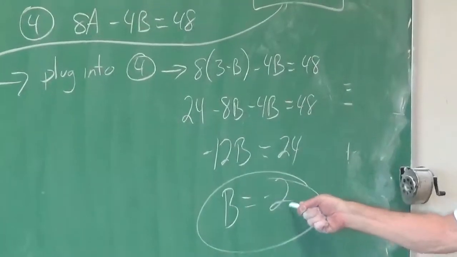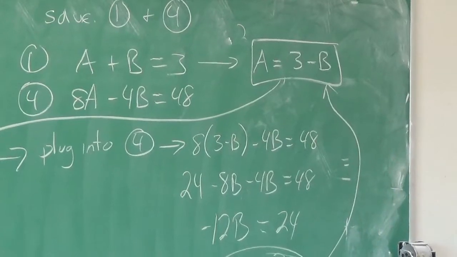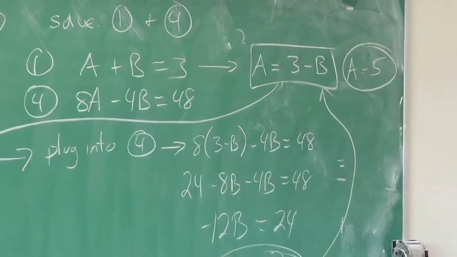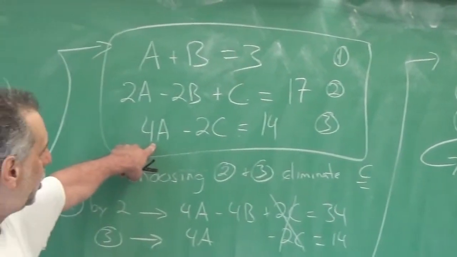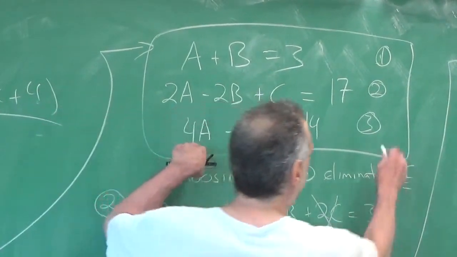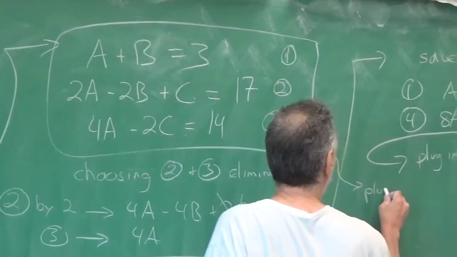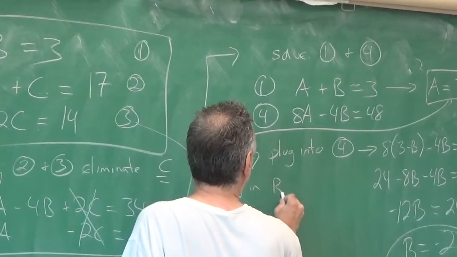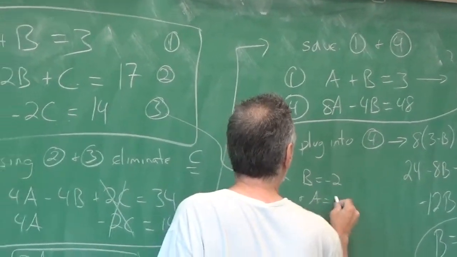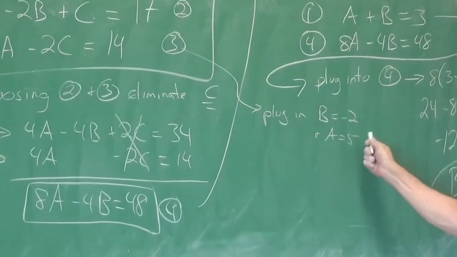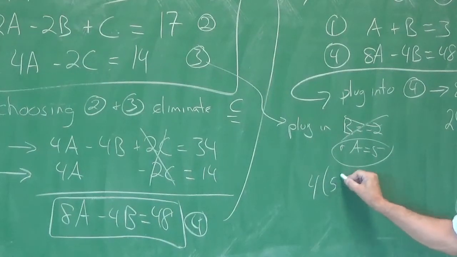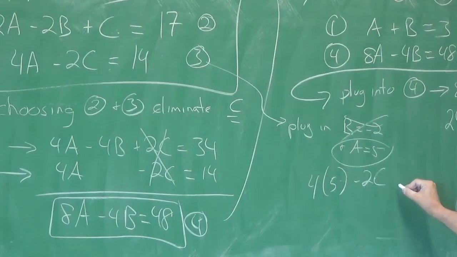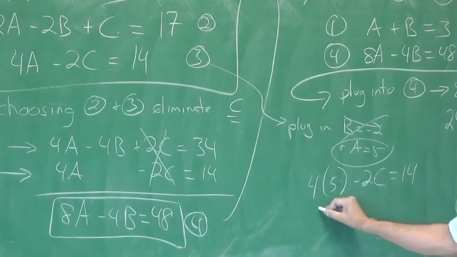Once we know what b is, we can come up here and solve for a. a is going to be 3 plus 2 to get 5, and then all we need is the c. So we can come back here to equation 3, plugging in b equals negative 2 and a equals 5. Well, actually, all we need is a equals 5. We don't need the b. So 4 times 5, 4a minus 2c equals 14.